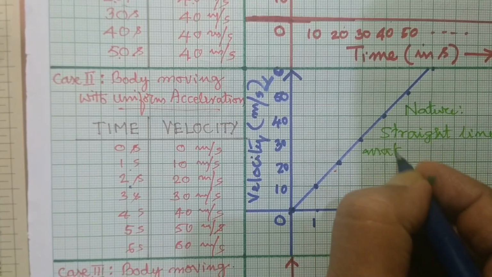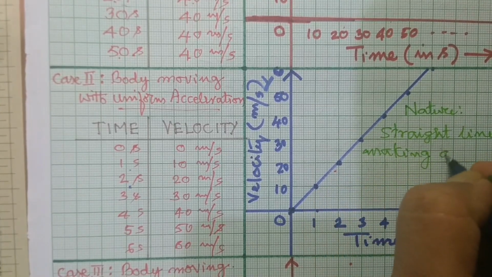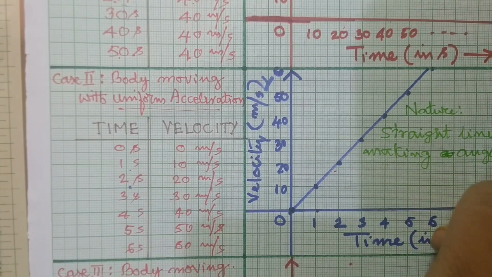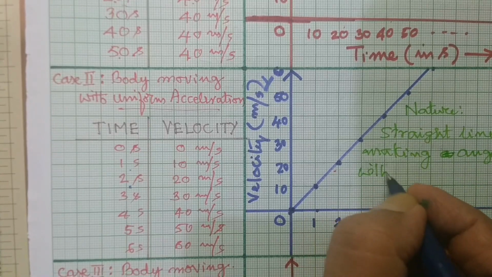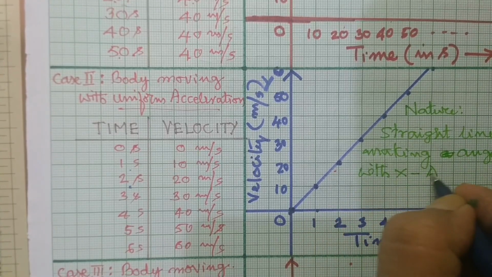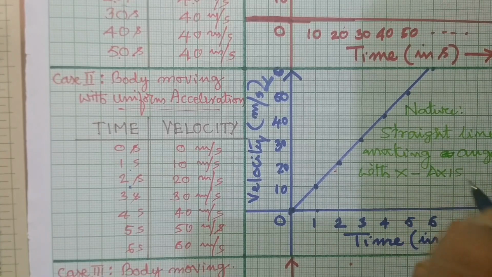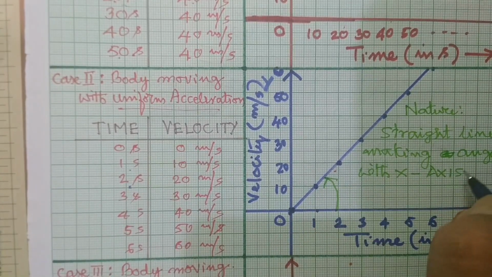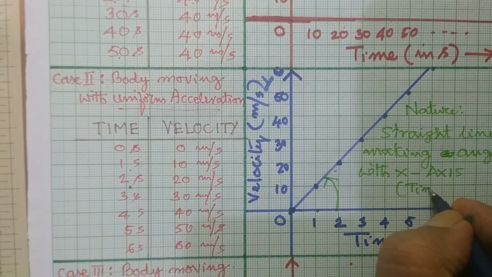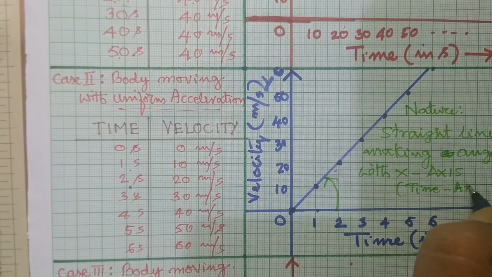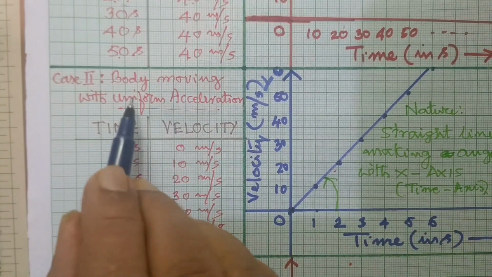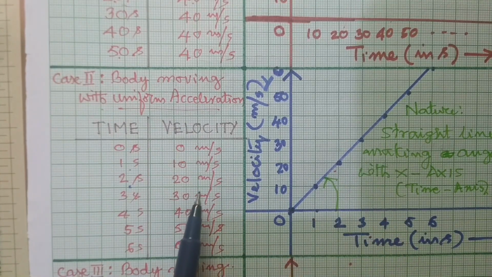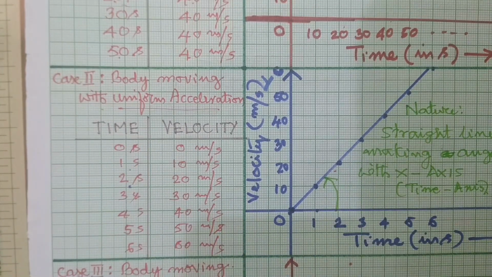making an angle with the x-axis. I mean to say it is not parallel to the x-axis, it is rather making some angle here, you see. This some angle it will make here with the x-axis. X-axis is nothing but the time axis. This is for the body with uniform acceleration. So, if a body is moving with uniform acceleration, we'll get a straight line like this.